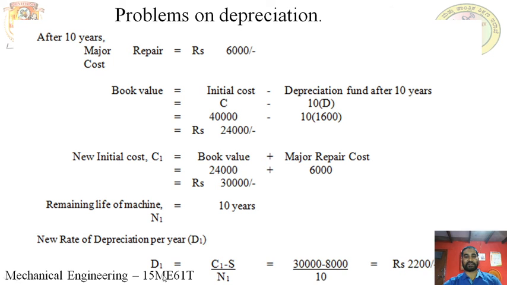So the new rate of depreciation now after 10 years is C1 minus S over N1, where C1 is the new initial cost and N1 is also the new life. Scrap value remains the same. Scrap value will not change. Scrap value we have to consider for 20 years always. It will not vary, because we have completed all 20 years: 10 years here, 10 years here. So C1 is 30,000 minus 8,000 scrap value, 10 years is the remaining life. So that is 2,200.